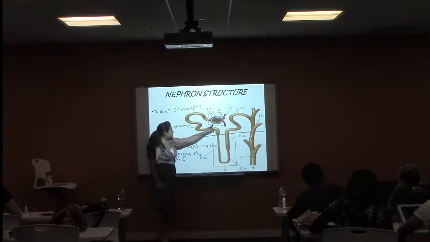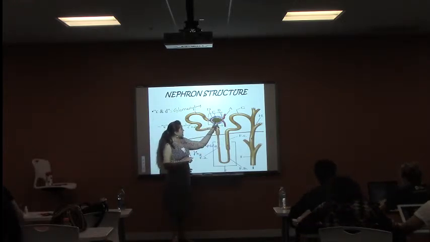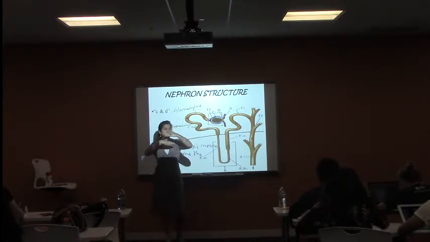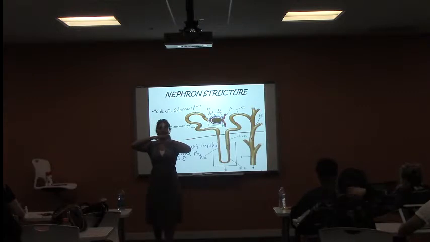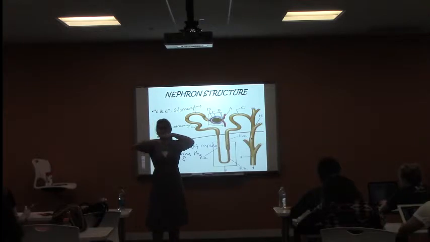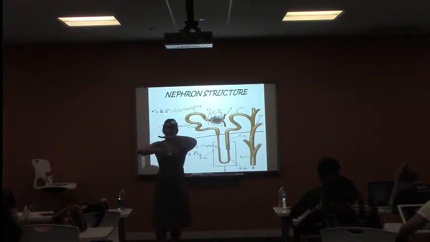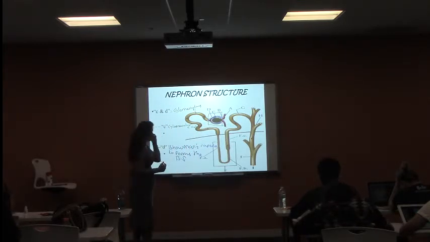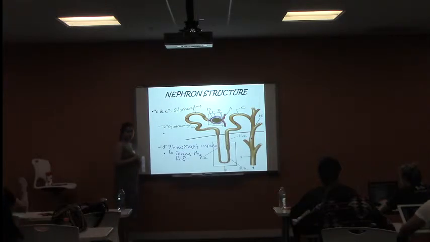Because you could see the Bowman's capsule, one layer actually touches the glomerular capillaries, right? The second layer actually is away from it, and between the two layers you have the space. So the layer of the Bowman's capsule that actually touches the glomerular capillaries is the visceral layer. The layer that actually is away from it is the parietal layer, and between the two layers you have a space again, which is called the Bowman space. Okay? Does that make sense?